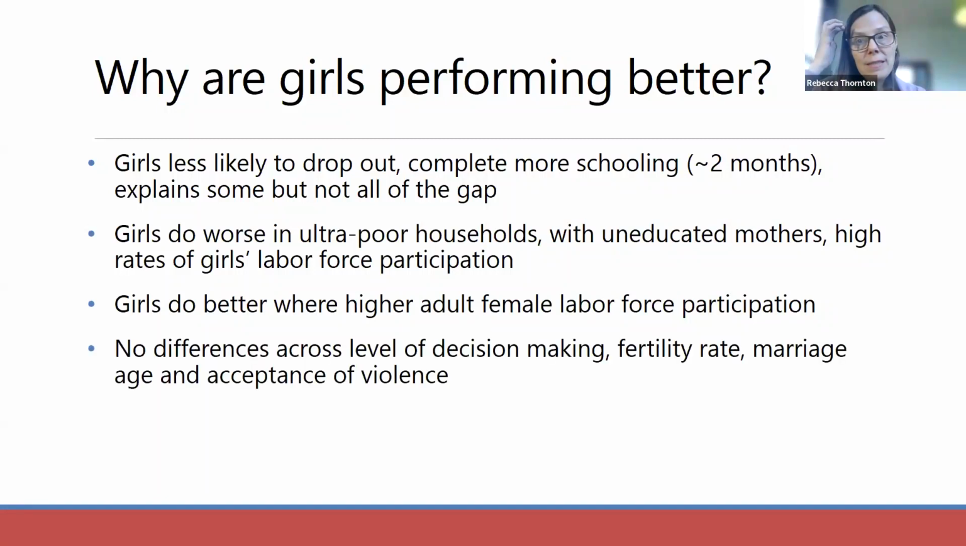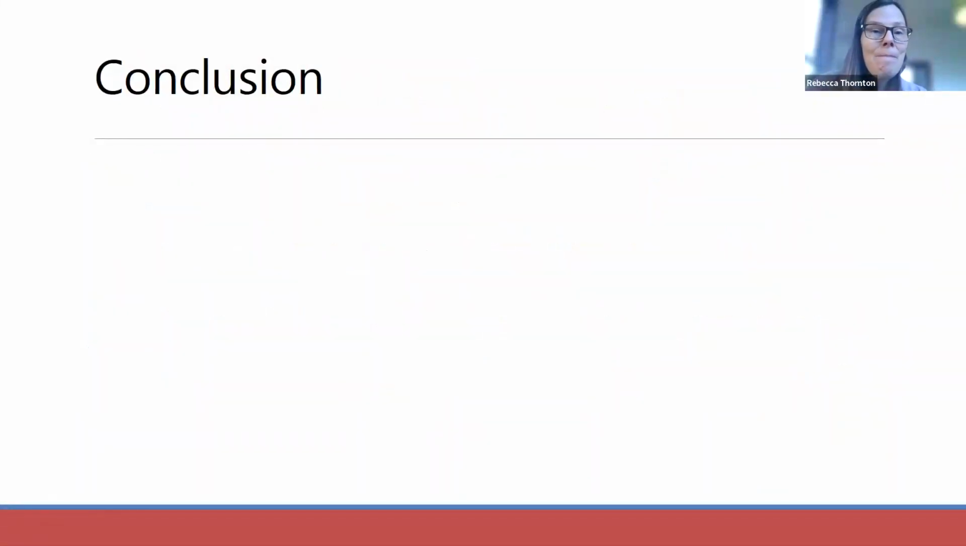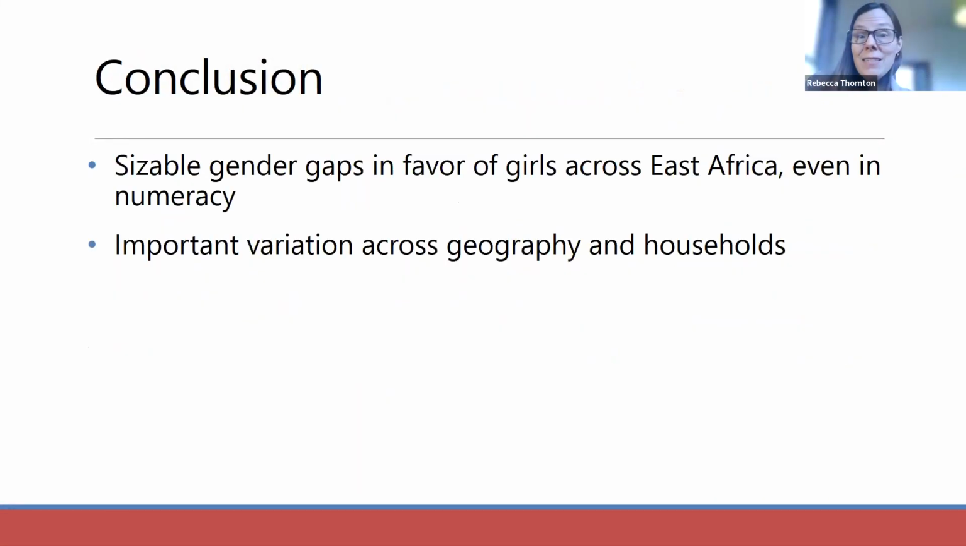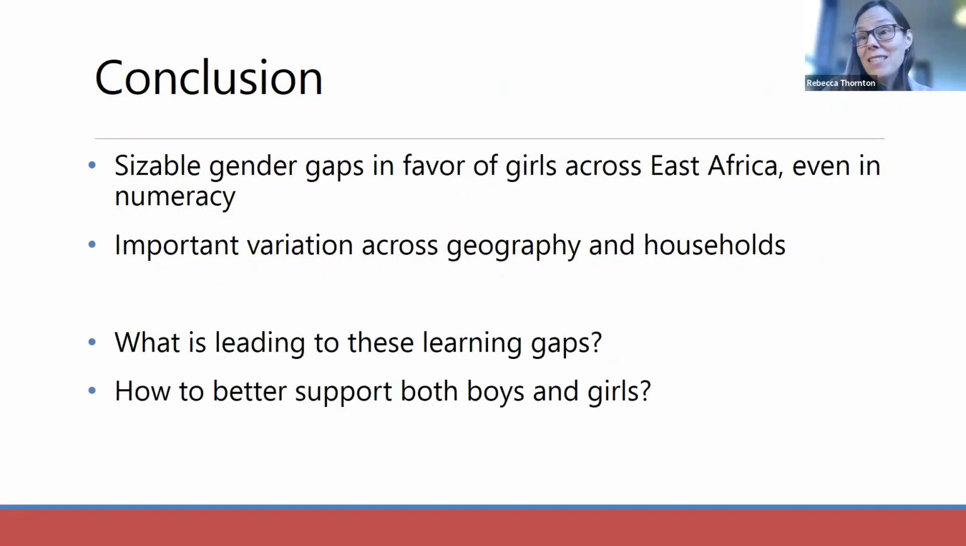And then we find no differences in the gap across different levels of decision-making, fertility, age of marriage, acceptance of domestic violence, nothing there. So in conclusion, we find sizable gaps in favor of girls across East Africa, even in numeracy, where we don't always see gaps, but we still see those in these areas in East Africa. But there's also important variation across geography and characteristics of households. And so further studies and further interest in learning about what's leading to these gaps and about how to best support these boys and the girls. Thank you.